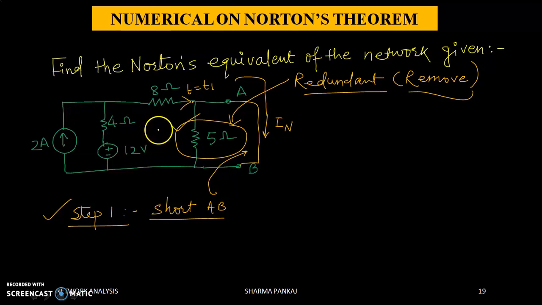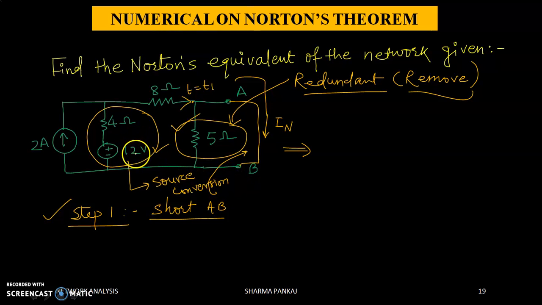One more thing we are going to do in the next step, before I draw the next circuit: see this, this is your 12 volt battery in series with a 4 ohm resistor. Apply source conversion. We are going to convert this voltage source with a series resistor into a current source with a parallel resistance.